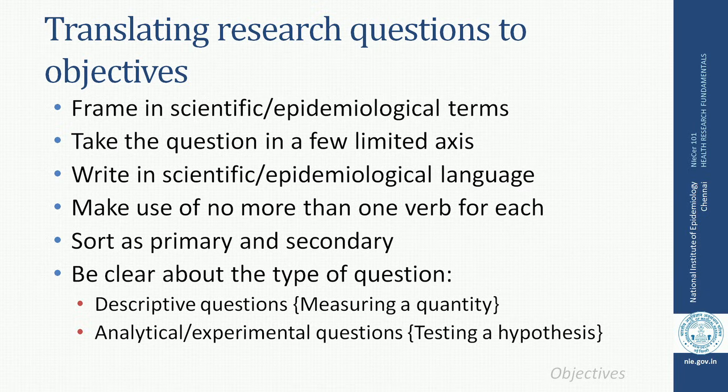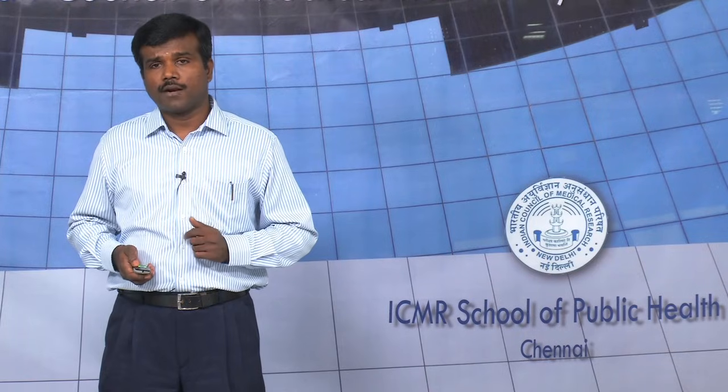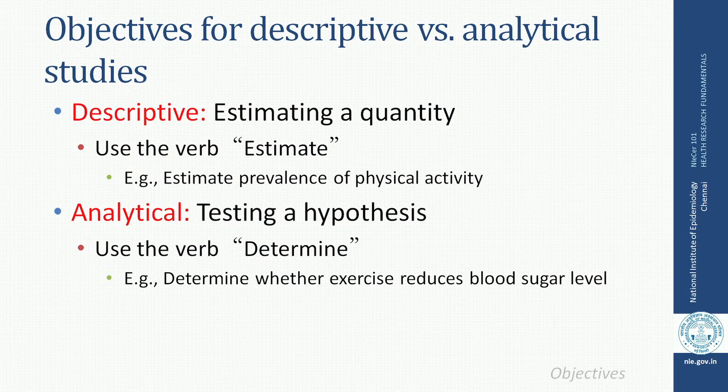It is ideal to sort them out as a primary objective and secondary objective, and the statement of objective should be very clear about what research question it is trying to answer. Is it a descriptive question or an analytical or experimental question? So it should clearly spell out whether we are answering a descriptive or analytical question. An objective, based on this understanding of whether it is descriptive or analytical, is stated as a descriptive objective or analytical objective.